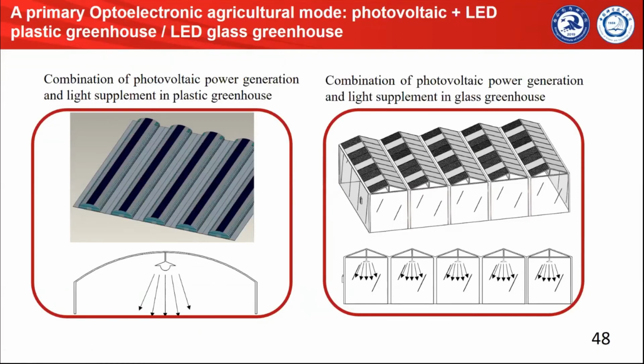The second one is also a primary model that we use for greenhouses. In the greenhouse we add solar panels, so they take a part of the light for power generation, but we have technology to make the light uniform inside the greenhouse. After that, we add some LED light inside.